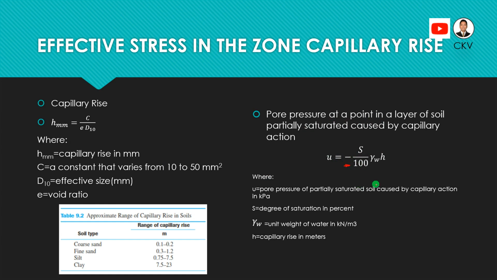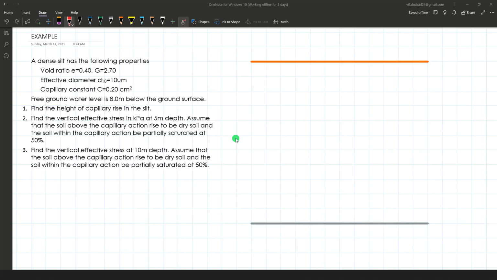So U is equal to negative S, which is the degree of saturation of the soil, divided by 100, then multiplied by the unit weight of water times H.